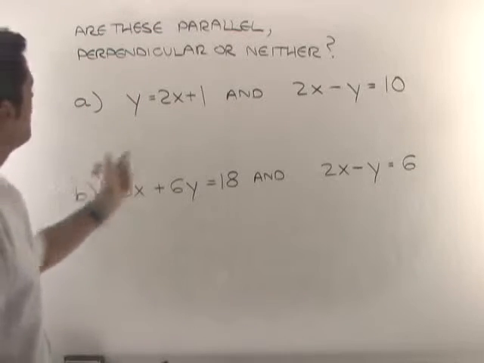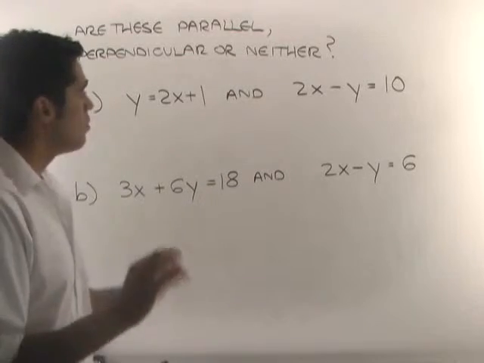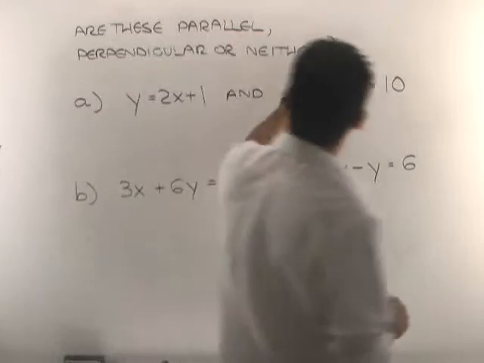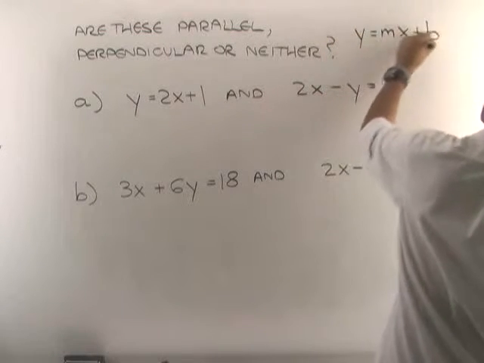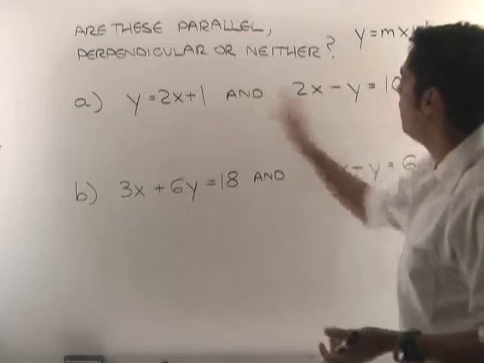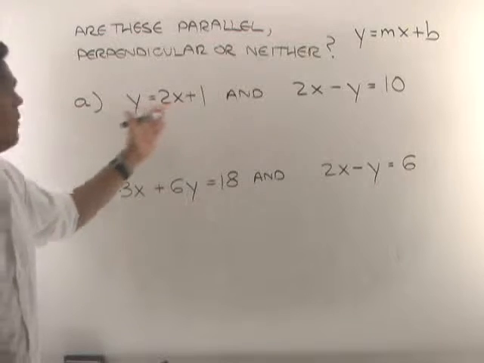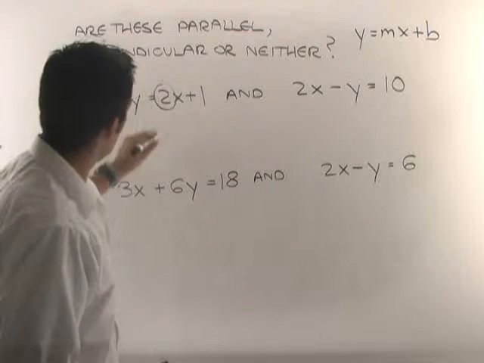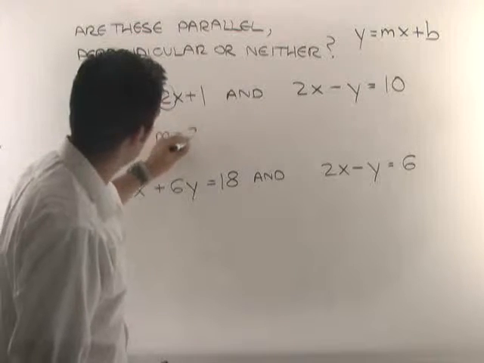In order to figure out if they're parallel, perpendicular, or neither, we're going to need to look at the slopes of the lines. So what we're going to do is try and get our lines into that form y equals mx plus b, because we can always identify what the slope is. And to do this, we need to solve each of these for y. Now notice in the first one, it's already solved for y, so we can just pick the slope right here. m, or I'll call it m1, the slope of the first line, is 2.